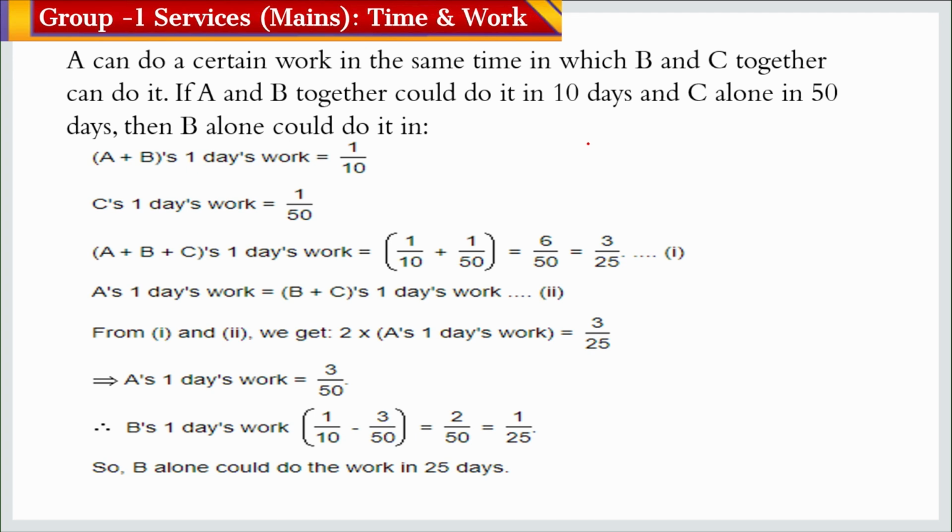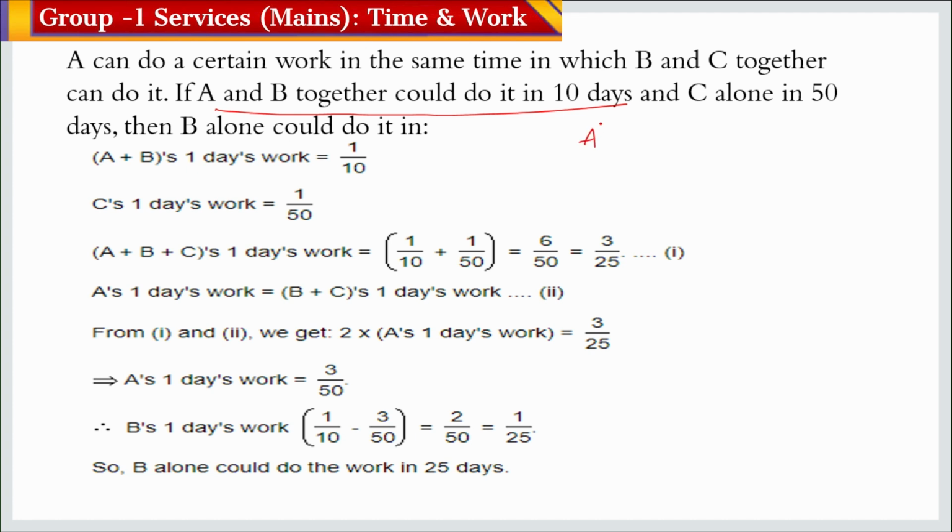A can do a certain work in the same time in which B and C together can do it. And if A and B together could do it in 10 days, C alone in 50 days, B alone can do in how many days? That's the question. Okay, A and B together can do the work in 10 days.